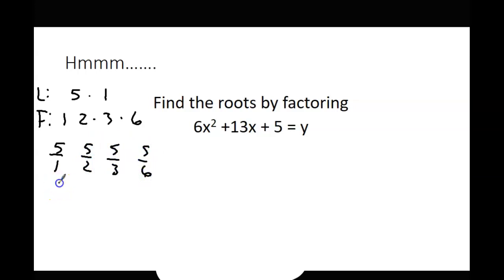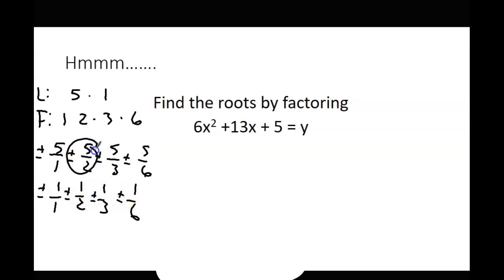Or they could be 1 over 1, 1 over 2, 1 over 3, or 1 over 6. So I've got 8 possibilities there, okay? And it just so happens that we don't really know the signs either, right? They could be positive or negative. We didn't talk about that. But what were my 2 roots? Wasn't it 5 halves and a half or something like that? So it's one of them.